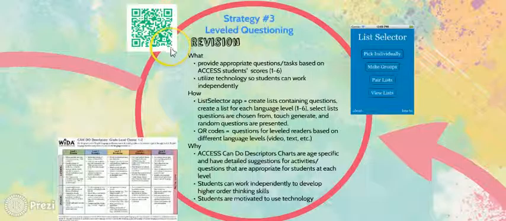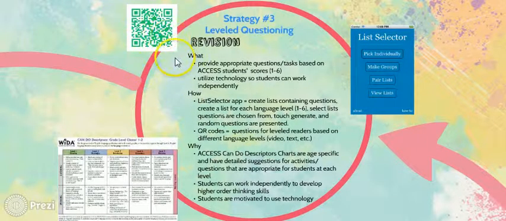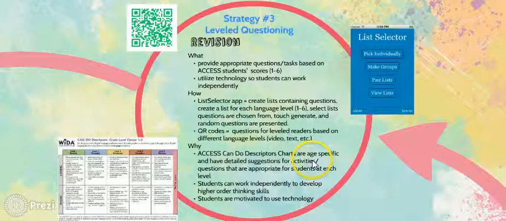Something else we have already talked about is the QR codes. You can use these to provide questions for leveled readers based on different language levels. Of course, these can link to videos, text, etc. Why do we want to incorporate the technology? Well, we want to make sure that we're using the Access Can-Do descriptor charts because they're age-specific and have detailed suggestions for activities, questions that are appropriate for students at each level.